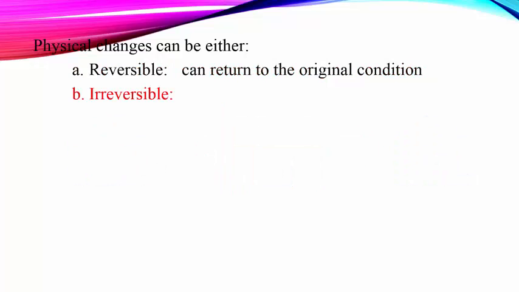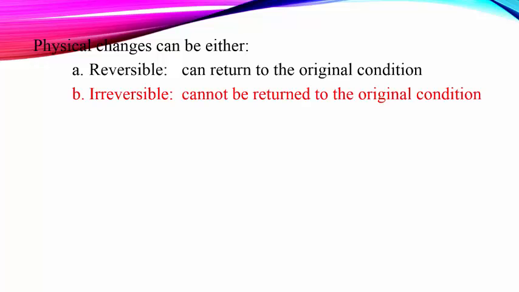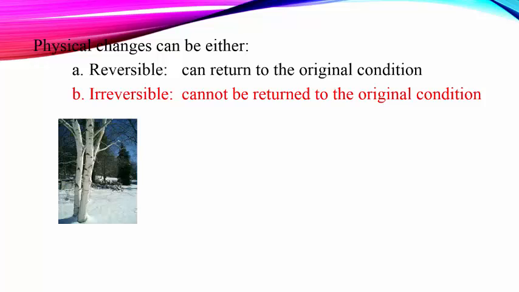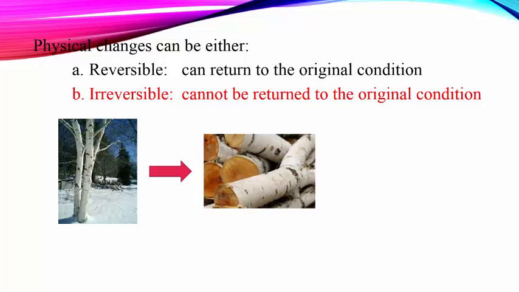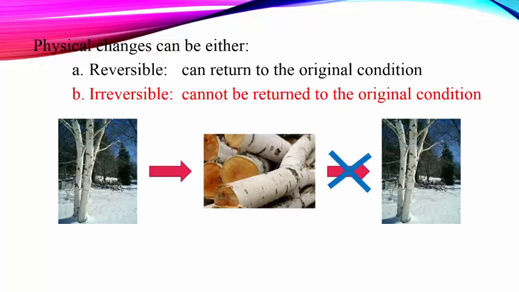They can also be irreversible, which obviously means they cannot be returned to the original condition. For example, you have some nice birch trees on your property, you cut them down for firewood. No matter what you do, you cannot make them go back to being the original birch trees. It is a physical change. You started with a birch tree, you ended with birch, but you can't get from the birch logs back to the birch tree.